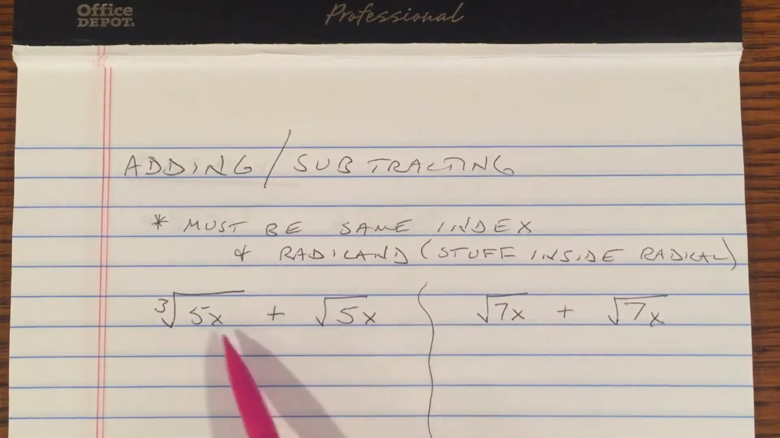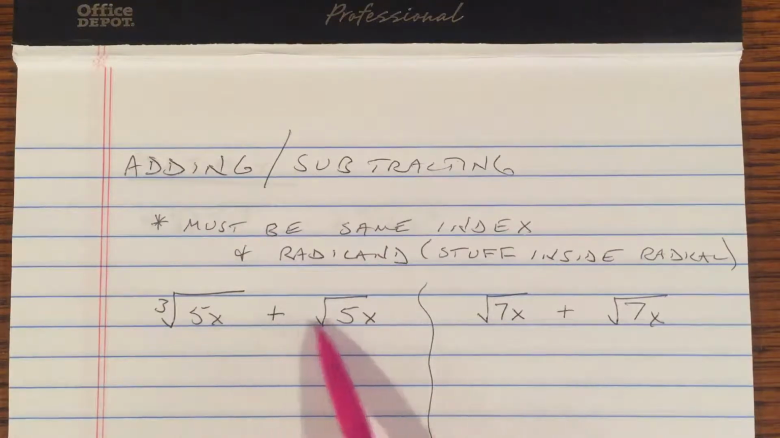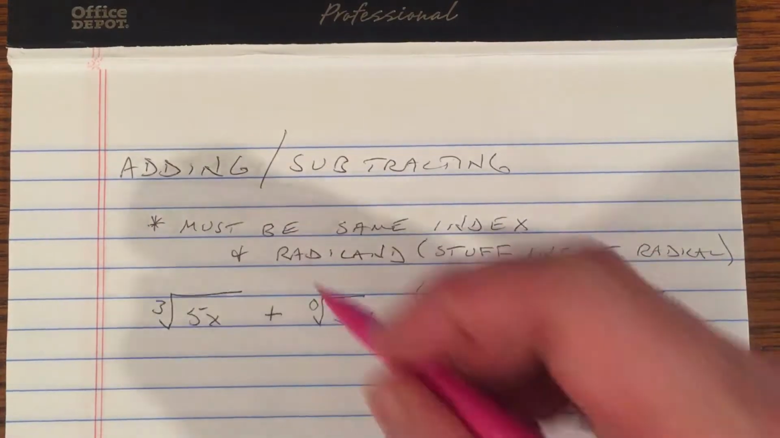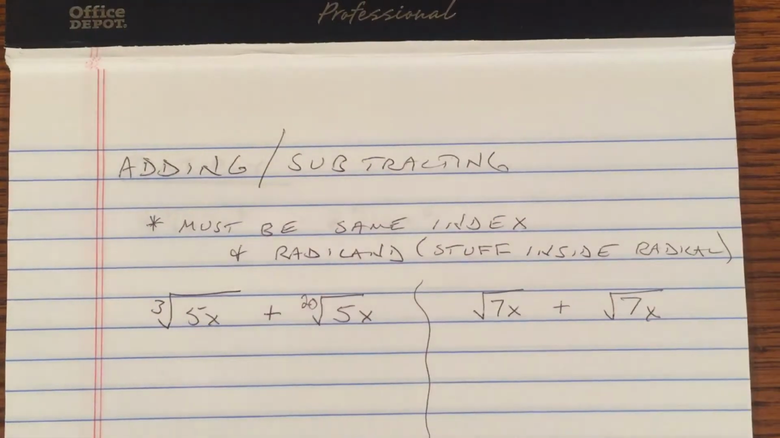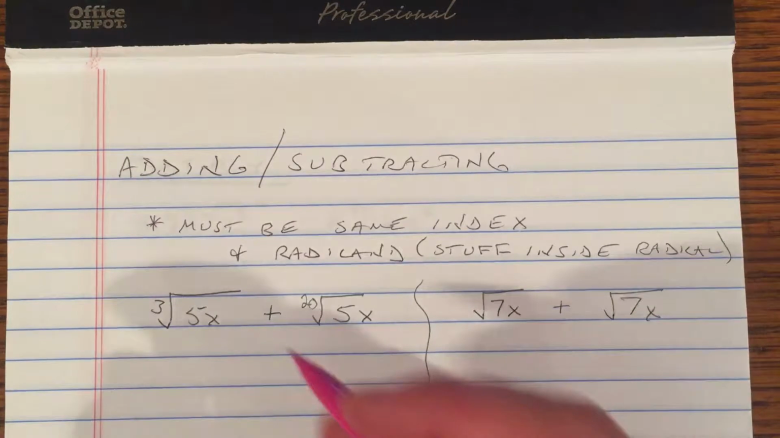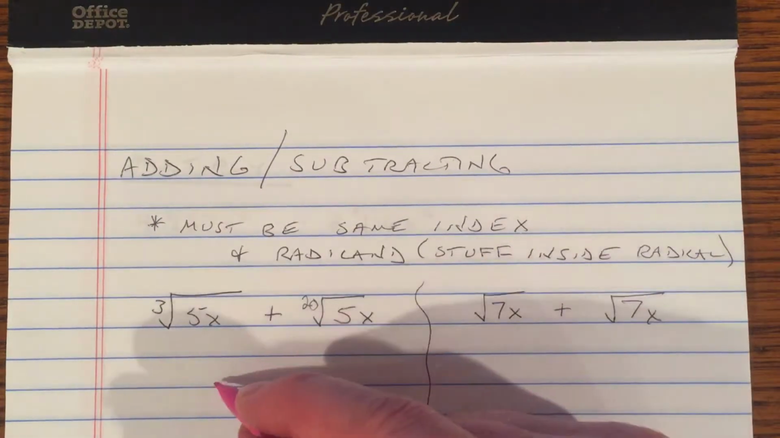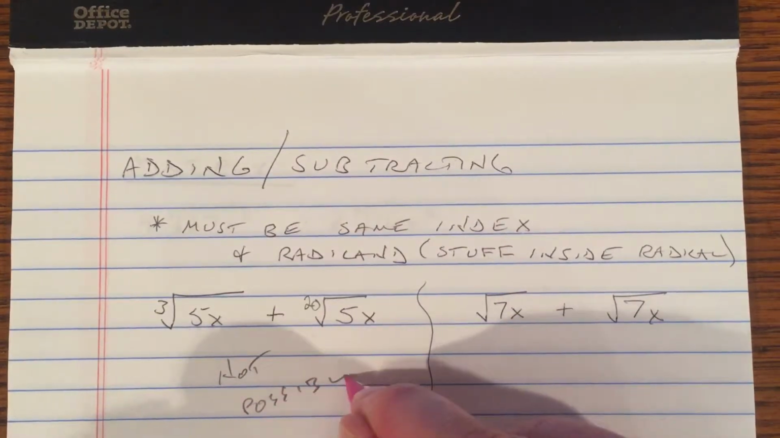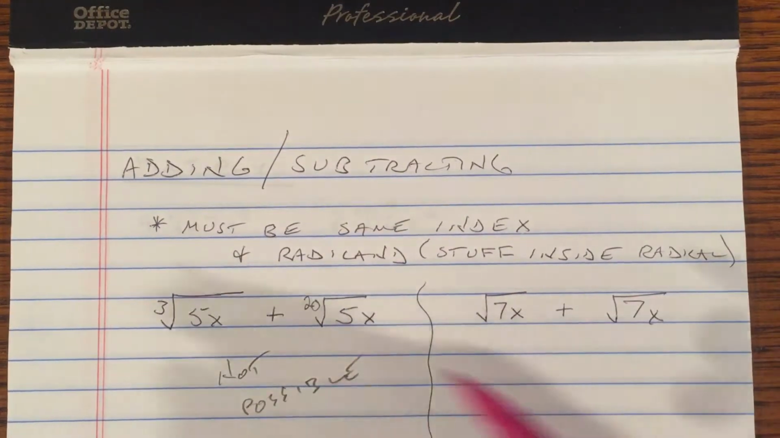So if you look at this one and you see, okay, 5x, 5x, so they both have the same stuff inside, but they are not the same index number. This has an index of 2. It's a square root. We just don't write the 2 there. So I cannot do this. This would be a not possible question, like one on the quiz. You cannot combine a square root and a cube root, even if the stuff is the same inside. It has to have both same index, same radicand.